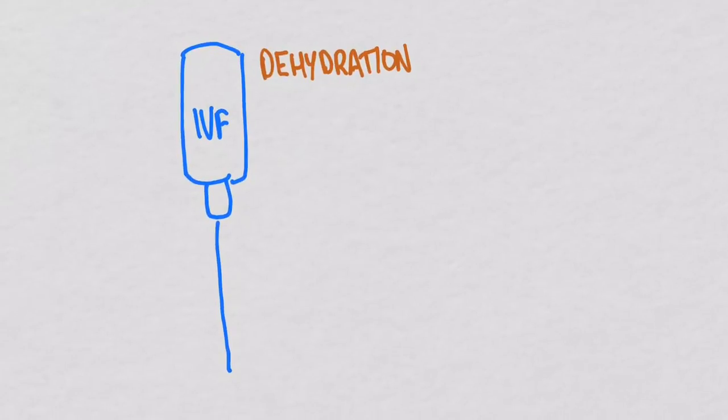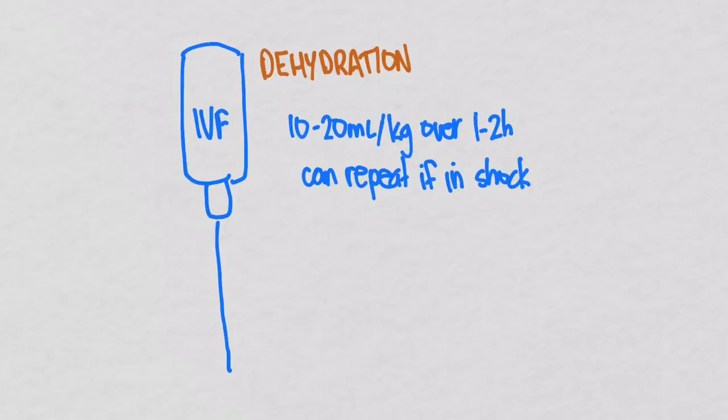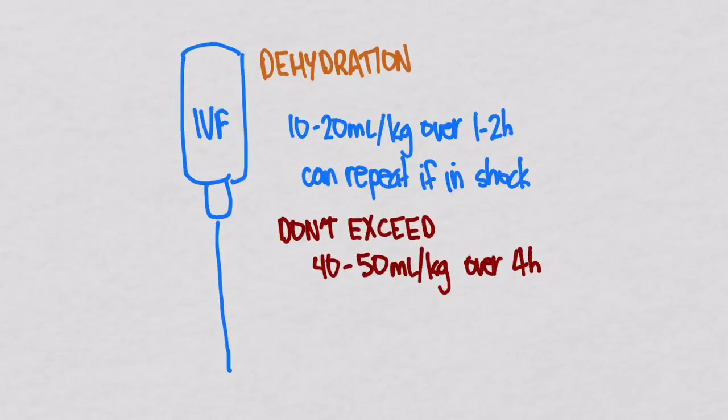So let's tackle first dehydration. So in adult patients, we're pretty liberal about fluids. We'll give patients many, many liters. Now in pediatrics, we're a little bit more cautious because of the worry of the cerebral edema. So we'll start with a bolus, 10 to 20 cc's per kg over 1 to 2 hours. And you can repeat that if the patient is in shock. But you don't want to exceed 40 to 50 milliliters per kg over 4 hours. We don't want to give too much fluids.